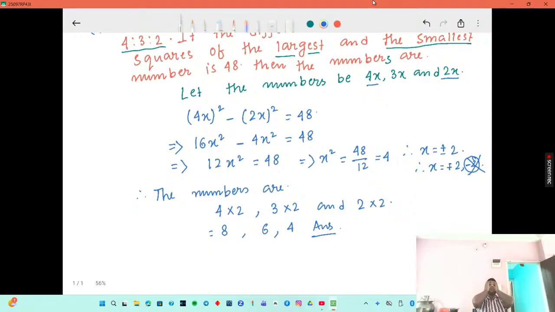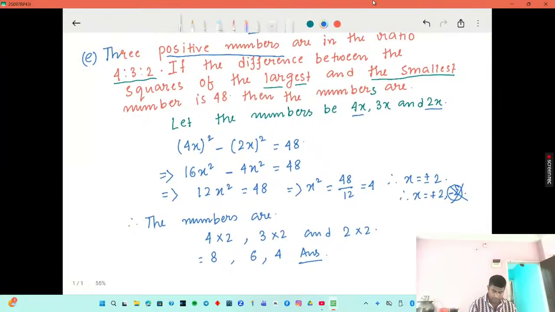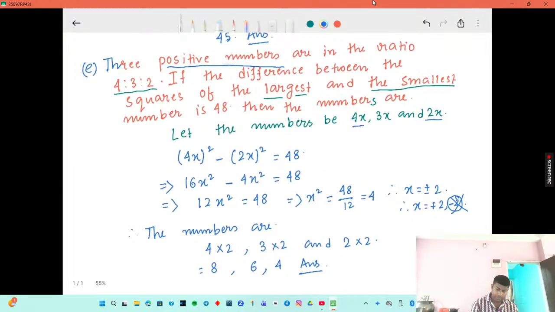Is this clear to you? Why we will not take the negative sign? Why we will ignore the negative value of x? Because here in this question it is given that the numbers are positive numbers.